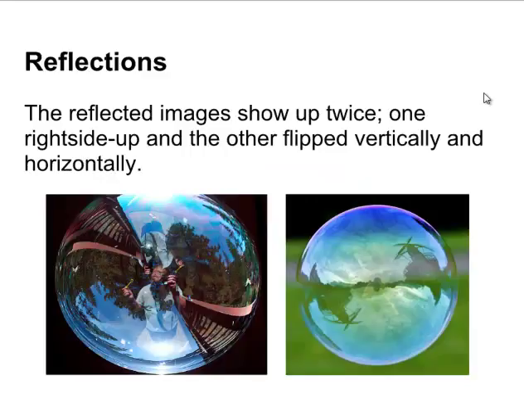As for reflections in bubbles, it shows twice because it goes off of the first surface, the outside, and then it bounces from the inner surface to your eye. So the image will appear twice, but one of them will be flipped upside down and horizontally.